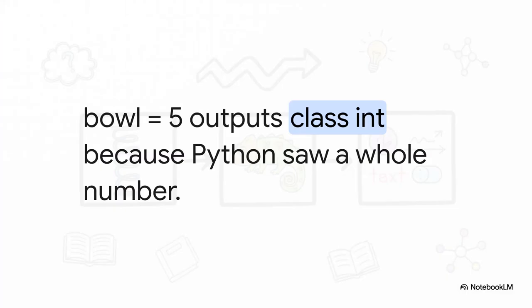All right, step 1. We create a variable, let's call it bowl, and we just drop the whole number 5 right into it. When we ask Python to print the type of the bowl, the terminal spits out class int. Python looked at that 5 and instantly, automatically picked out an integer container. It is literally just like dropping that whole apple onto our AI scale. We didn't have to announce we were using an integer, the smart scale just knew.